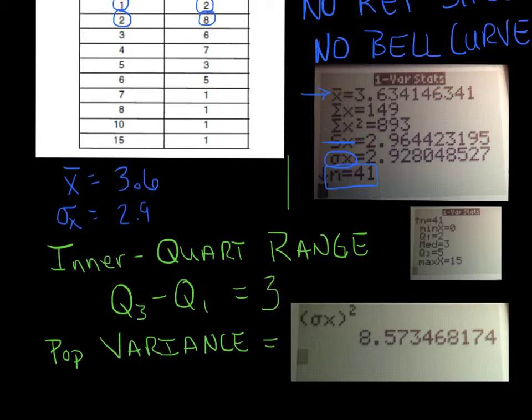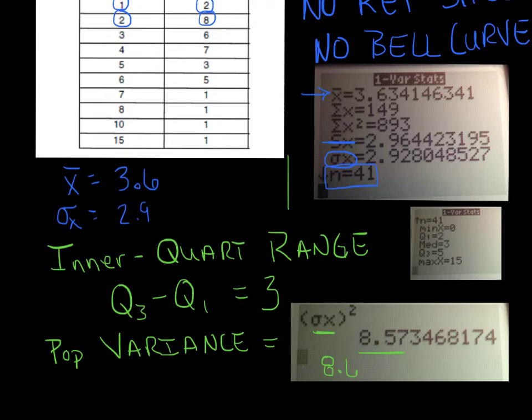And then for the population variance, what I did is I hit the VARS button, which is to the left of the clear. I chose statistics, and then I believe it's choice 4, and statistics gives you the lowercase sigma for standard deviation. Don't forget to raise it to the second power. If we round to the nearest tenth, we're going to say 8.6 is the population variance.